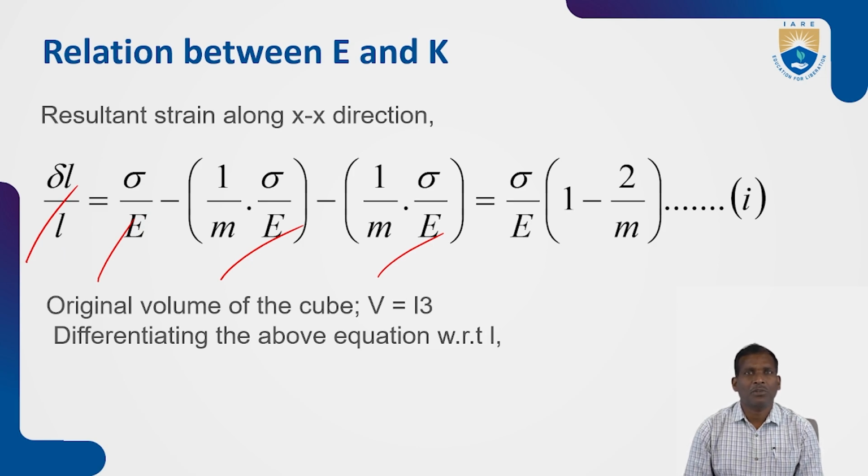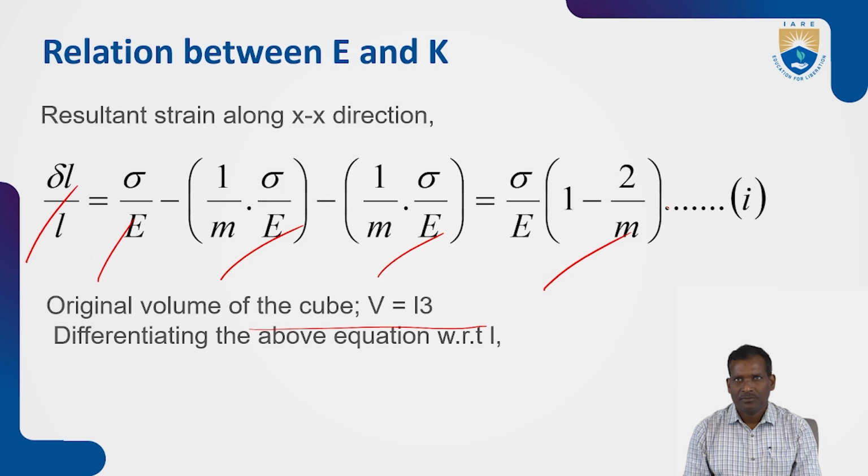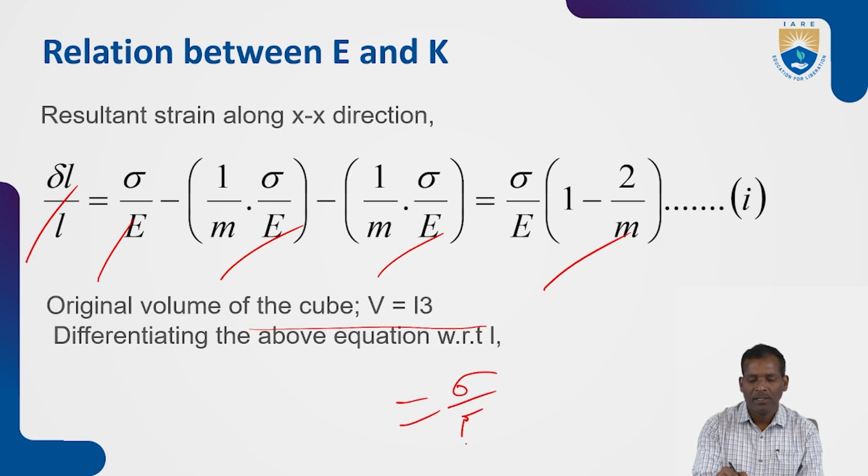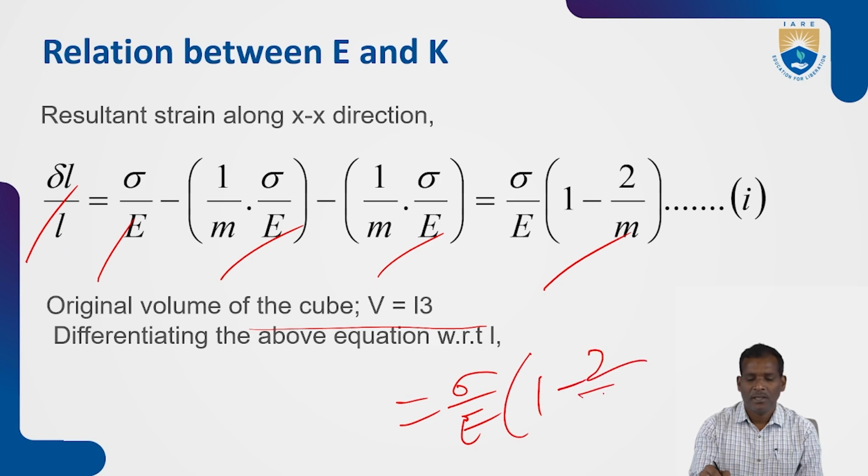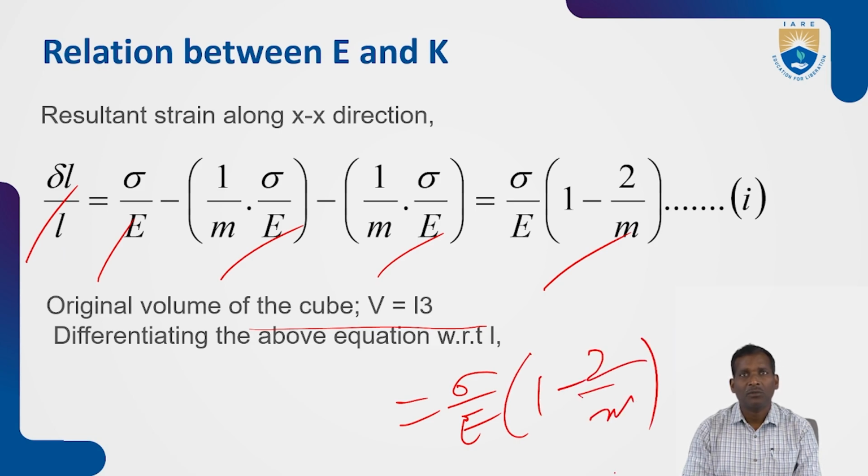The original volume of the cube is L cube. So differentiating the above equation with respect to L, I will show you dV by dl. So first write it like this. Finally you will get the summation of strain is equal to sigma by E into 1 minus 2 by M. So 1 by M is Poisson's ratio, that is nothing but the ratio of lateral strain to linear strain. Clear?